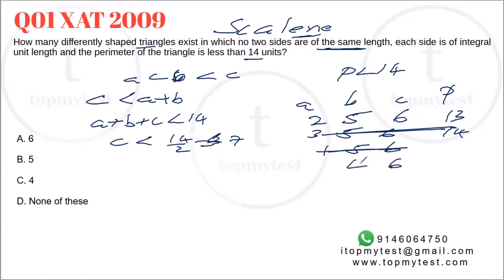Let's put 6 and 4. Now, if I put 6, 4, 1, 1 plus 4 is less than 6, out. If I put 2, 2 plus 4 is equal to 6, not possible. So 3 will be the only value possible. 6, 4, 3 will be 7 plus 6, 13. So that is okay.